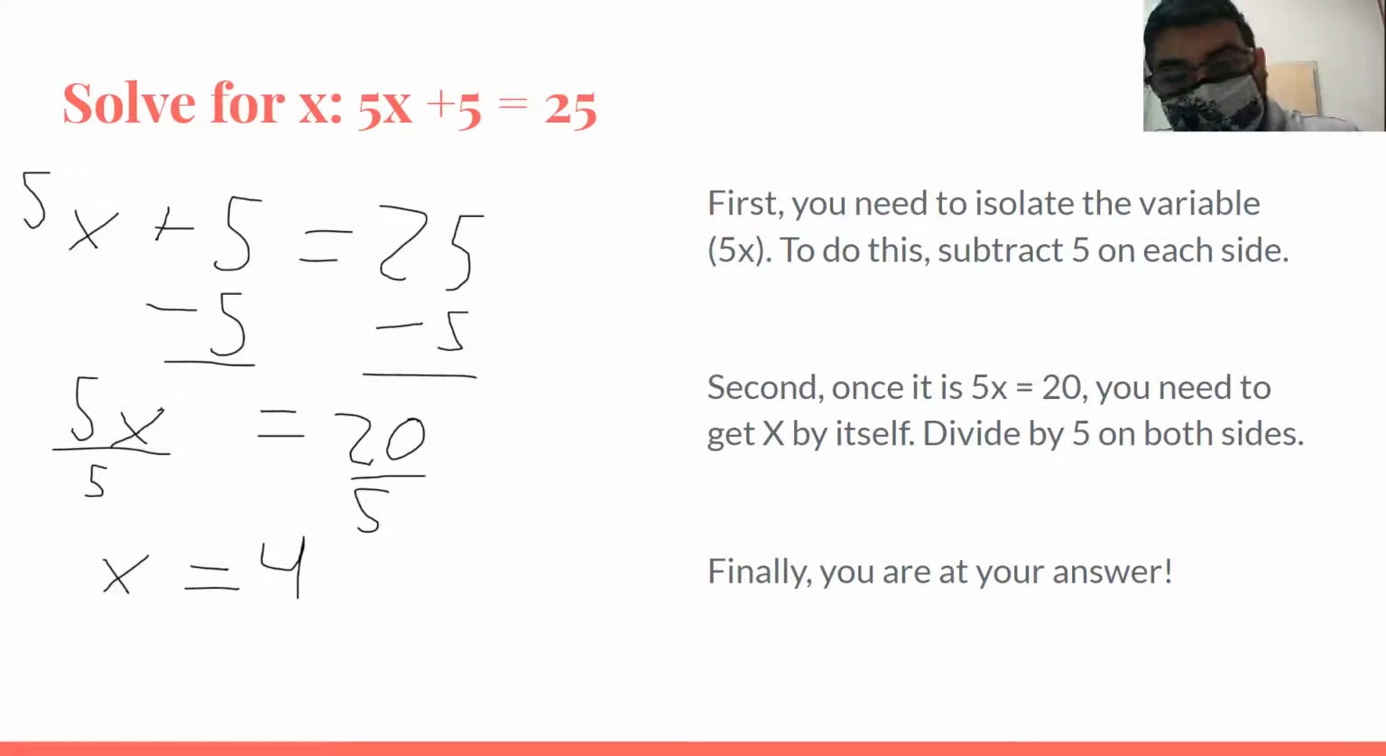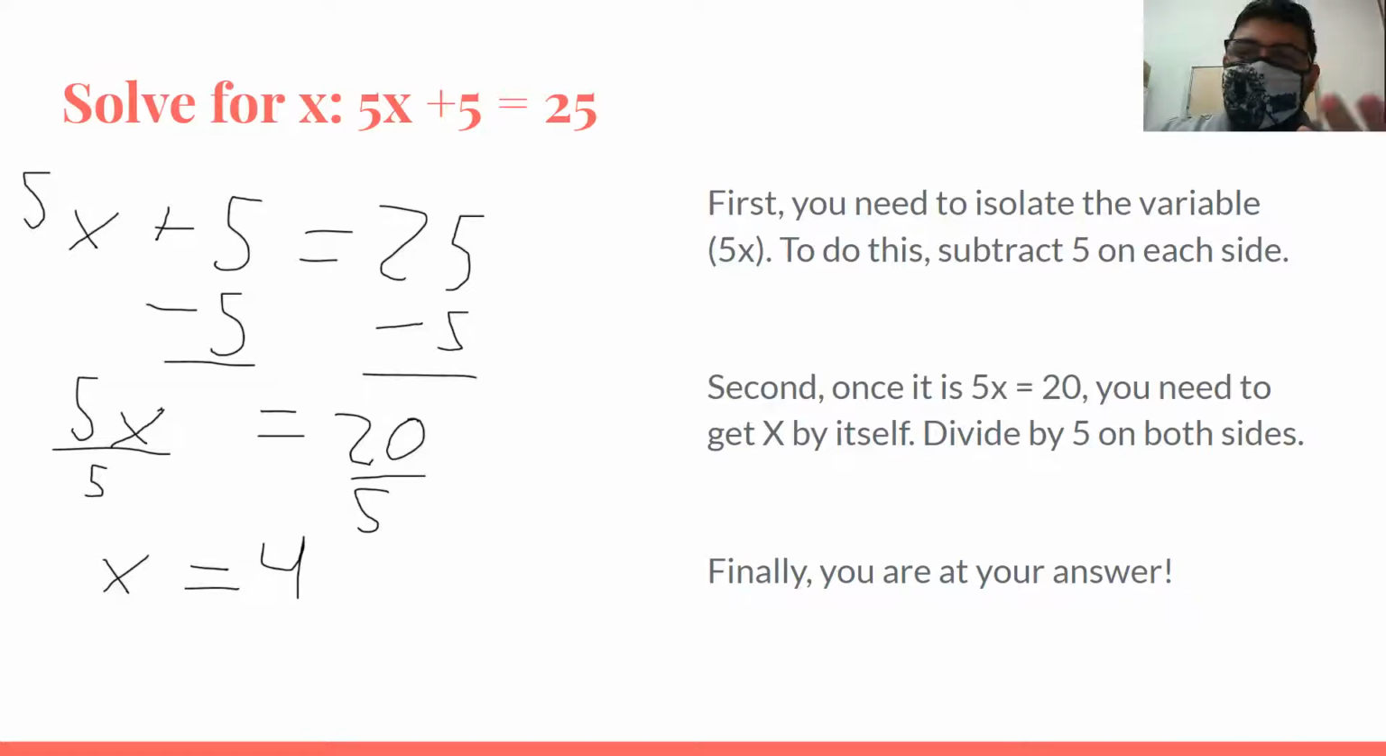Okay, so get rid of the 5. Divide 5 on both sides. X equals 4. That's how you do it. It's fairly simple. It's not going to be too complicated. You're basically just doing one thing and another.